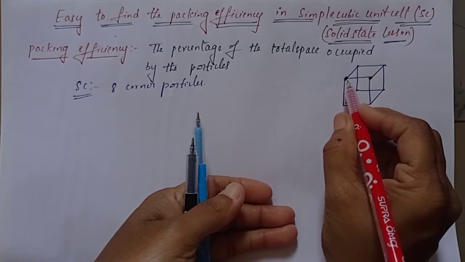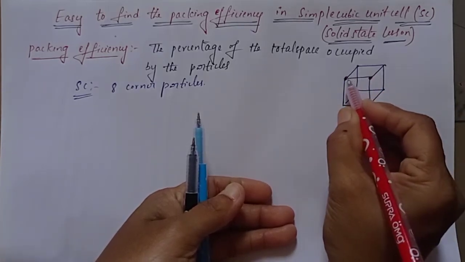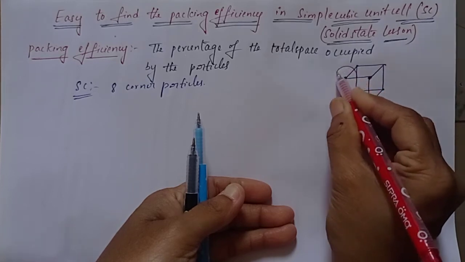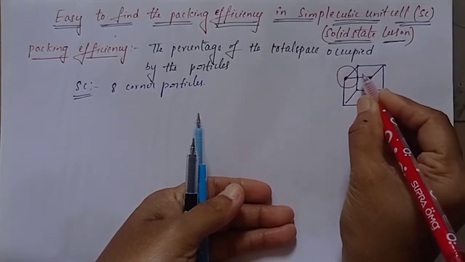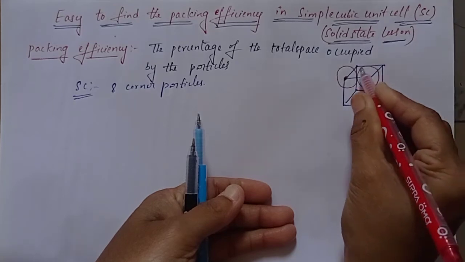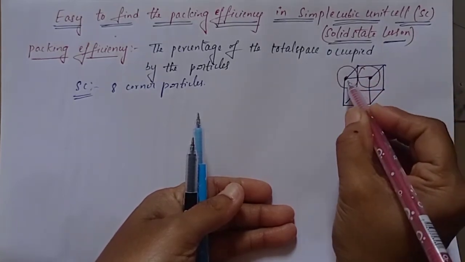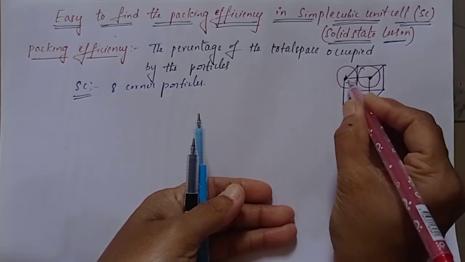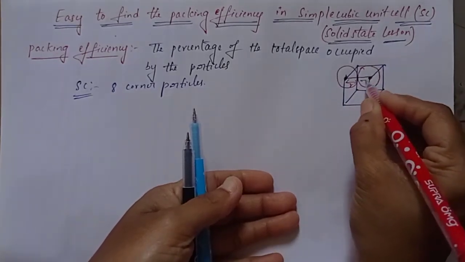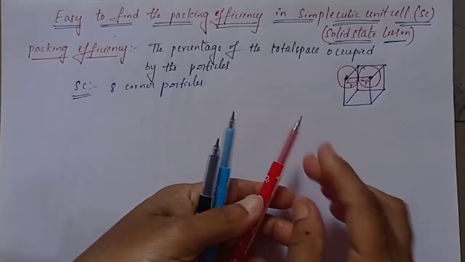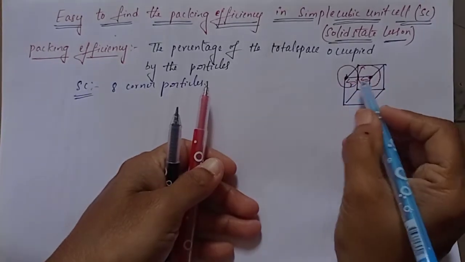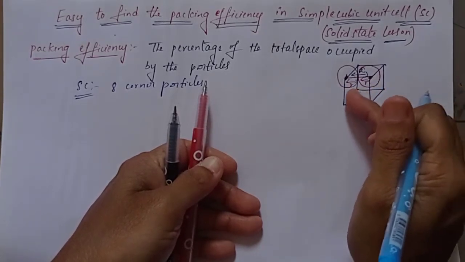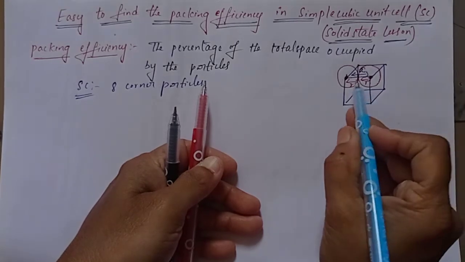We know that a particle is considered as a sphere. So I'm taking this as a sphere, and this particle also as a sphere. Clear? From the center to here, this distance is called the radius, students. This also is radius, r. And from here to here, this is the edge length. A is equal to what we can write? 2r. Clear, students?